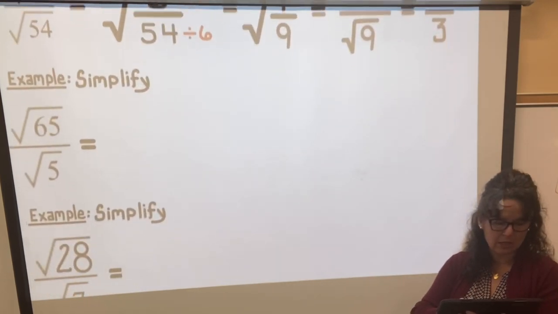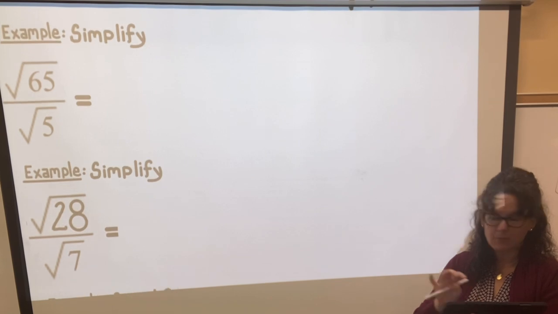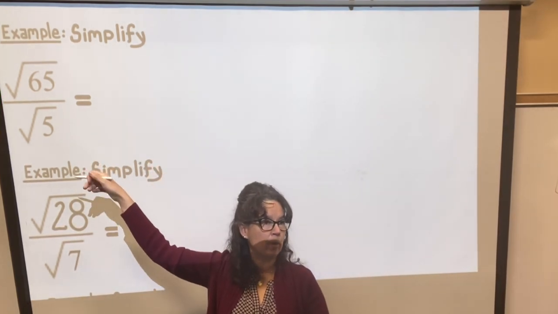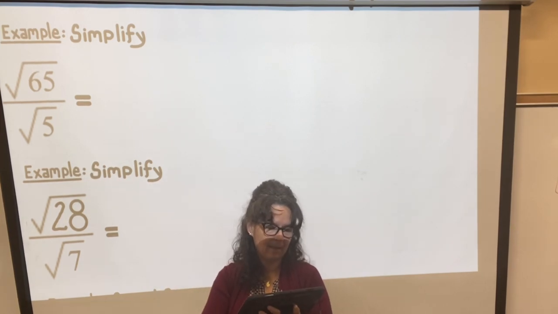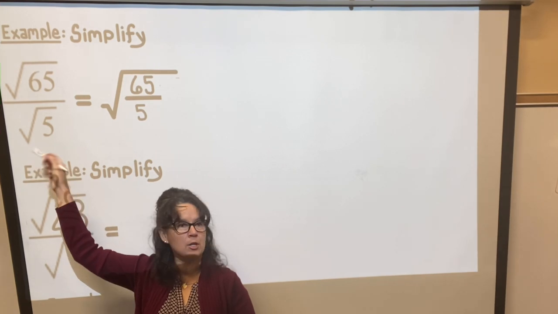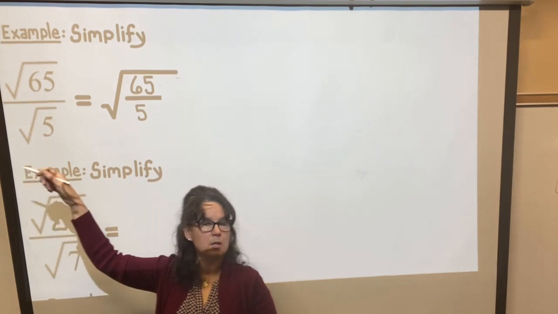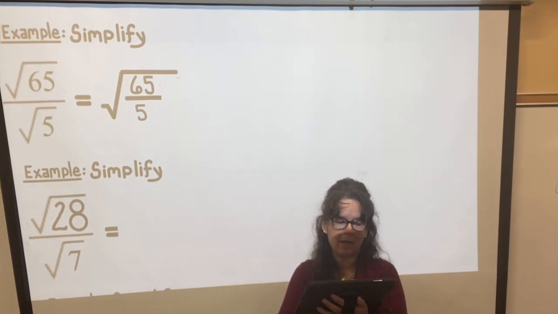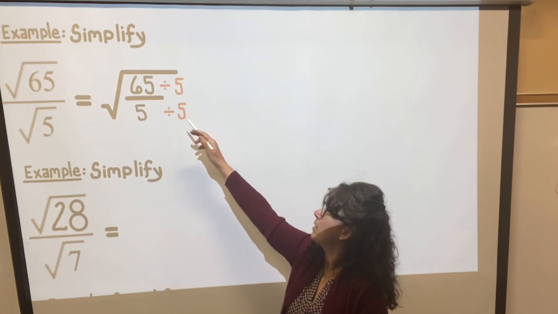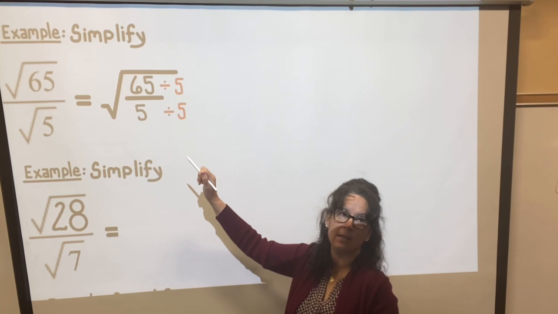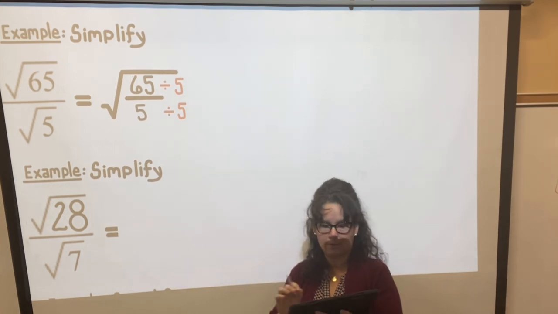So let's do just a couple more here. Okay, so this one here, I'm going to put it underneath one square root. And at a minimum, it's going to make the original numbers smaller numbers to work with. So both 65 and 5 can be divided by 5. So I'm going to divide them both by 5. 65 divided by 5 is 13, and 5 divided by 5 is 1.